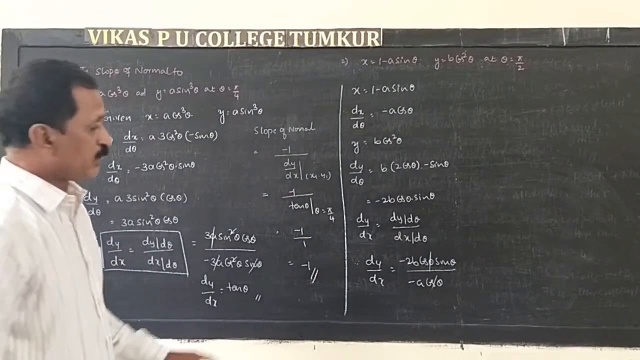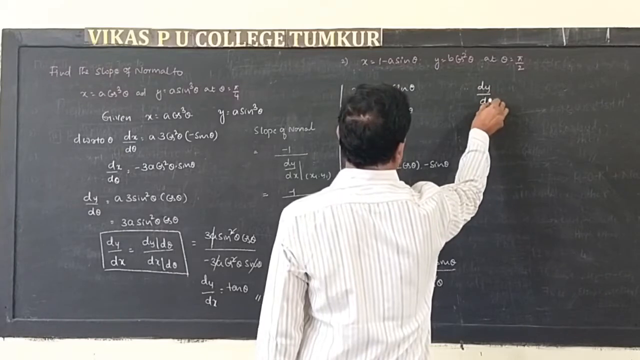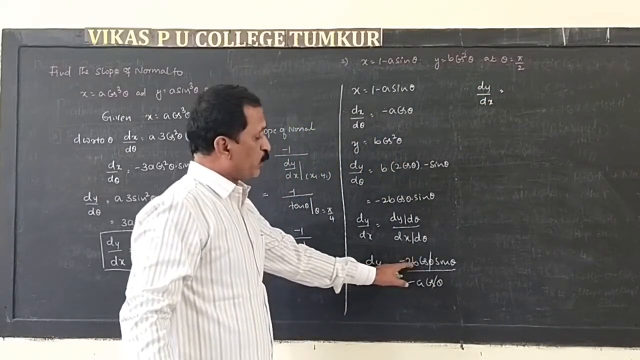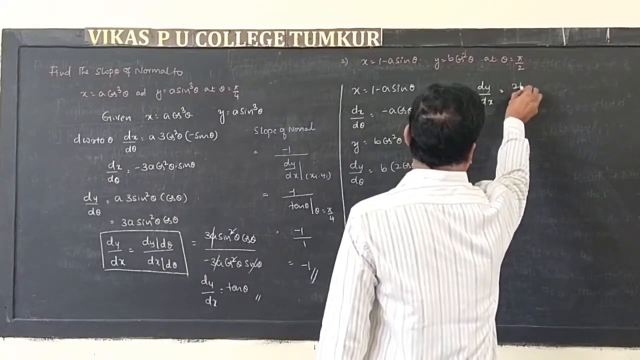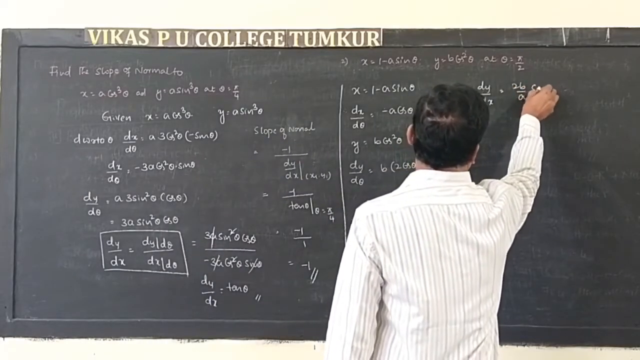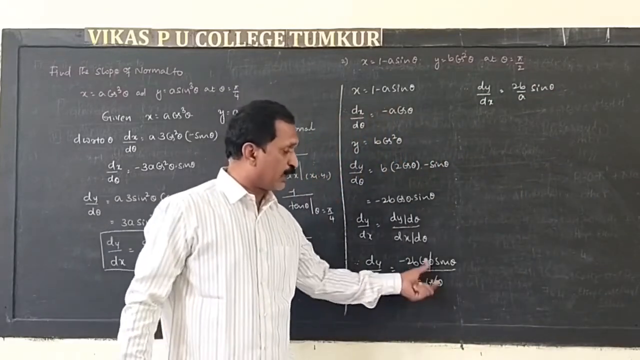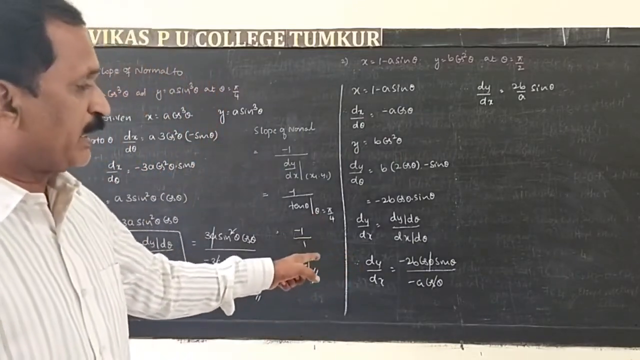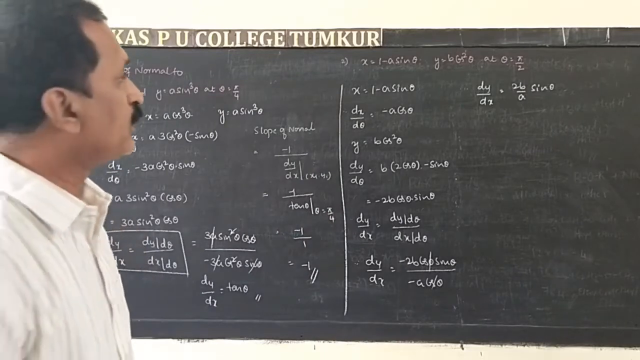Got it? So then your dy by dx should be equal to, what does dy by dx come to? Minus, cancelled, 2b sin theta by minus a, or 2b by a into sin theta. This is the term which is remaining here because the two cos theta have cancelled. Minus 2b by minus a, minus and minus cancel out, 2b by a into sin theta.